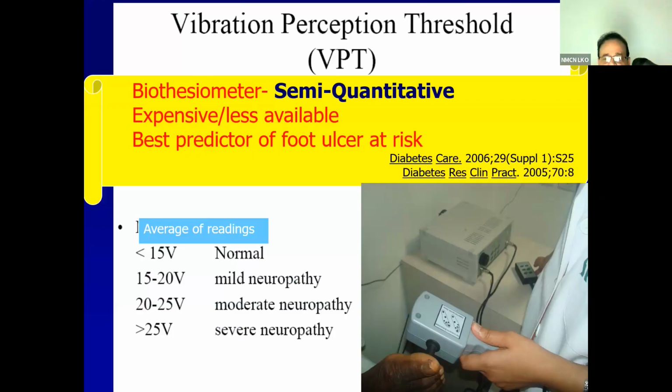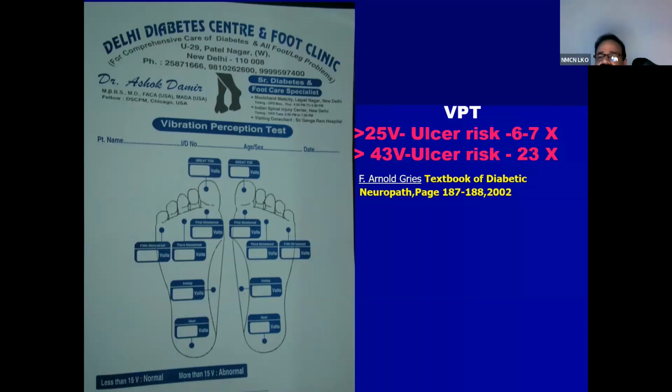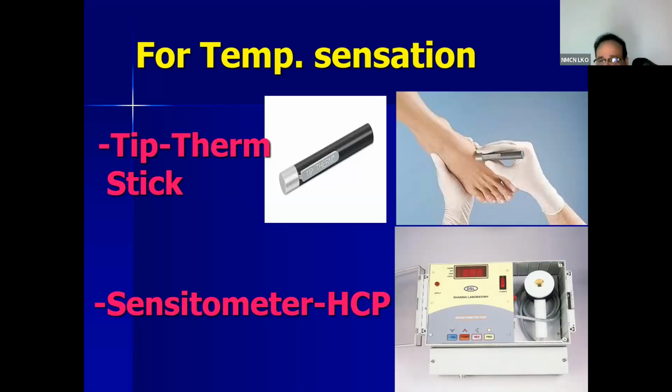So if the average of all this is less than 15 volts, then it is normal. 15 to 20 is mild, 20 to 25 moderate. More than 25 volts means there is severe neuropathy. And if the average reading is more than 25 volts, then the risk of ulcer is 6 to 7 times higher. And mind you, if it is more than 43 volts, then the chances of getting an ulcer at that particular site or in that particular foot is more than 23 times.